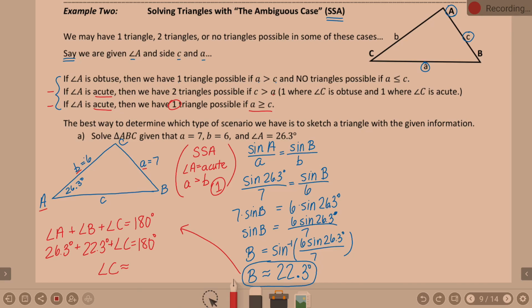Angle C is 100 something, that's all I remember. 131.38. Okay. I have mine rounded as 131.4, so equivalent. Okay. So angle C is 131.4 degrees. Now that we know angle C, what can we find? Side C.